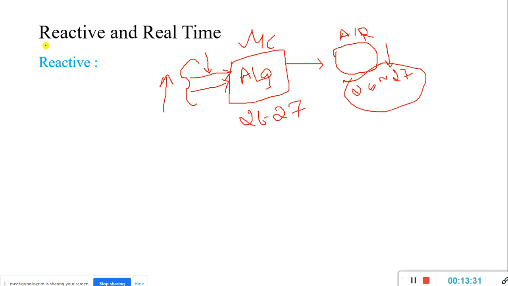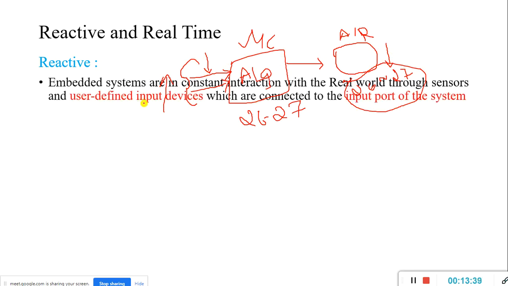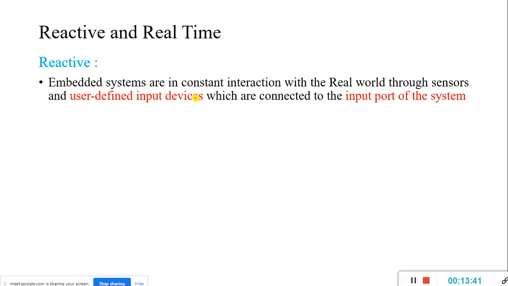Thus now I call this an embedded system, a reactive system. Now coming to the definition of this reactive system. So what is the definition? Embedded systems are in constant interaction with the real world. I told you, giving the example of a temperature sensor, through the sensor and user defined input devices. User defined input devices is something like an algorithm or a program that you try to write, which are connected to the input port of the system.